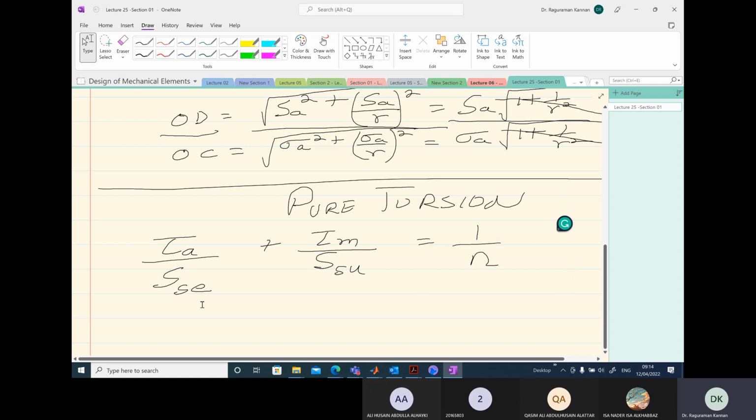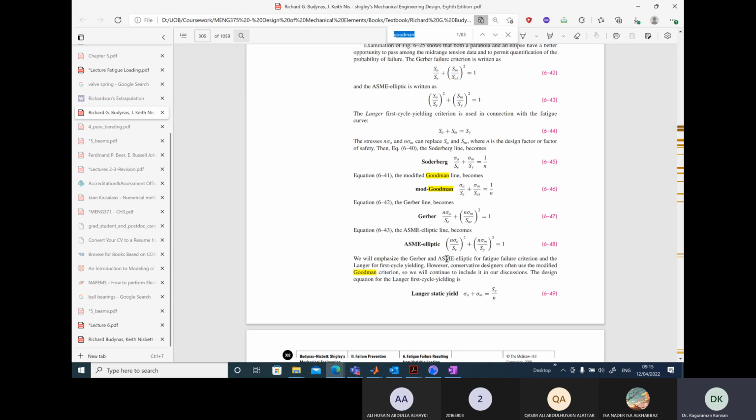Okay, so here instead of writing SE, we have written SSE value. So this is the shear endurance limit. In the same way, instead of writing SUT, I have written here SSU value. So we need some method to figure out SSE and SSU values for our particular case. How do we get it?